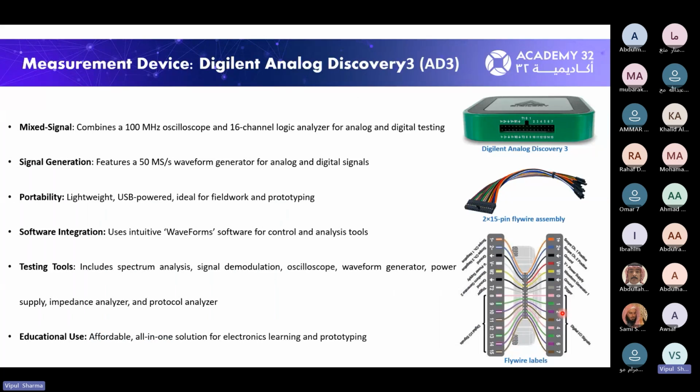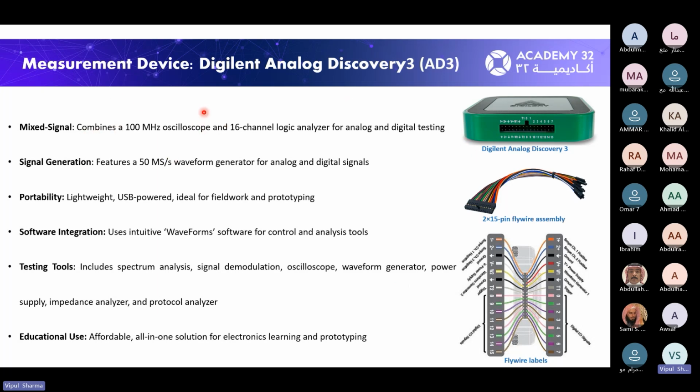I have discussed this in the last two lectures, but I will just repeat it for somebody who is new to today's lecture. This is the device which we will be using for the measurement. This is the Analog Discovery 3 device. It is an analog and digital measurement device. It can do both kinds of measurements, and these are some features of this device.